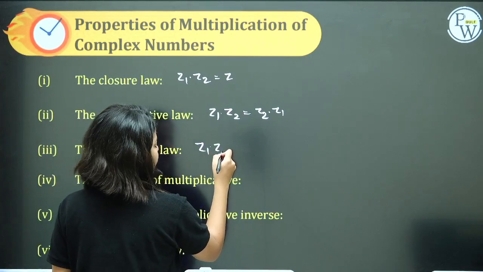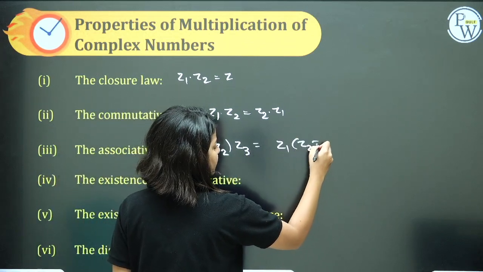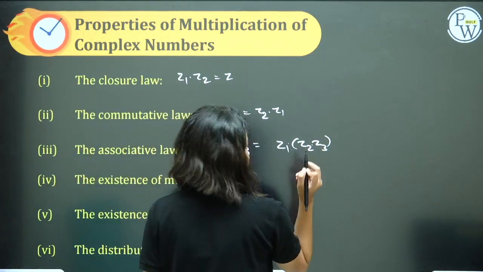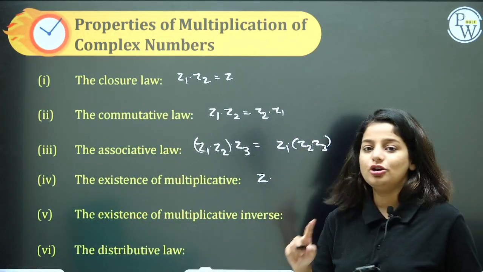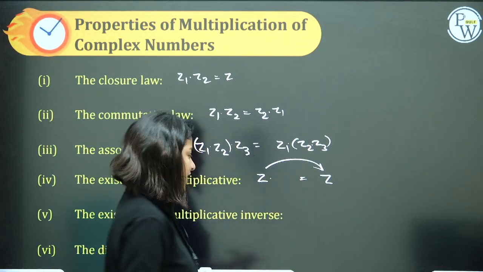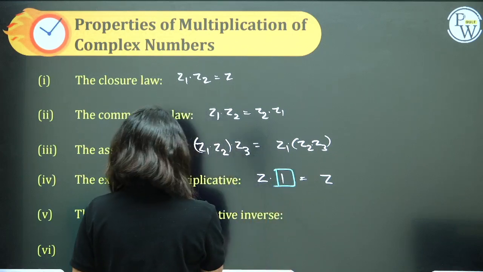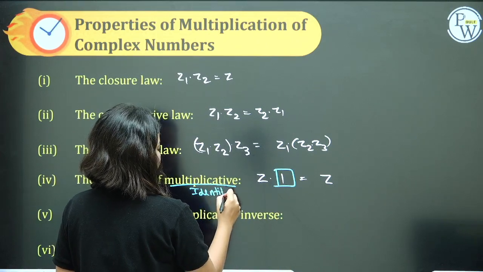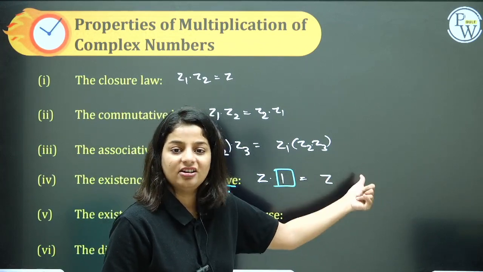Associative, grouping: Z1 into Z2 into Z3 is the same as Z1 into Z2 into Z3 with a different grouping. You change the grouping, the final answer is not going to change. All of them are in multiplication, guys. Existence of multiplicative identity: what should z be multiplied with in order to get the same value? z should be multiplied with 1. 1 becomes the multiplicative identity. What is multiplied with z to give z? 1.